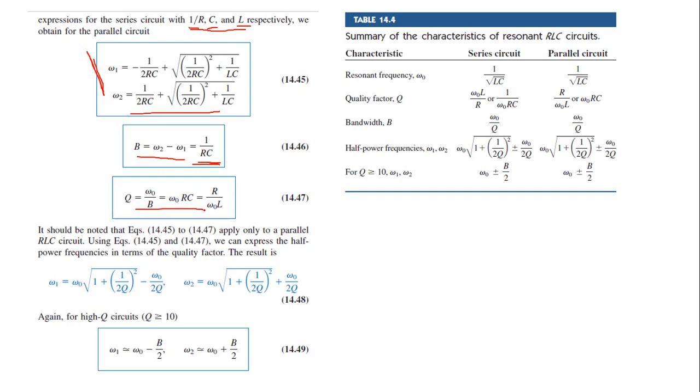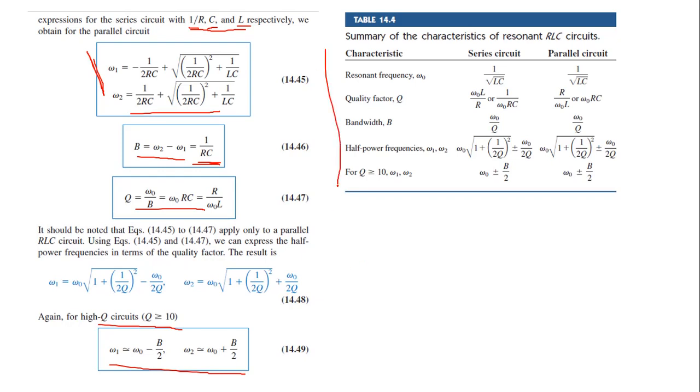Quality factor Q is equal to, we got omega naught L by R or 1 by omega naught RC. Again replace L, R and C accordingly. We will get Q is equal to omega naught by B. So again for high Q circuits, Q greater than or equal to 10, these half power frequencies can be obtained as omega 1 is equal to omega naught minus B by 2 and omega 2 is omega naught plus B by 2.